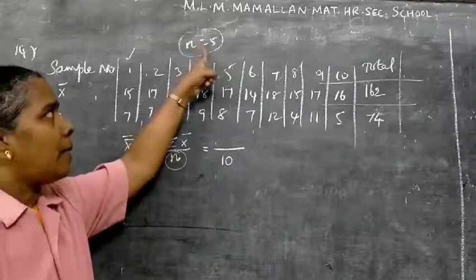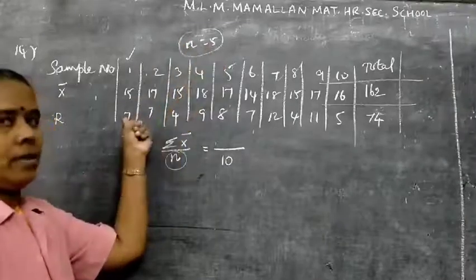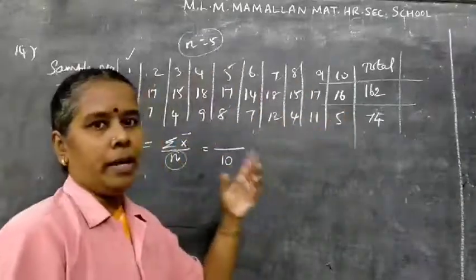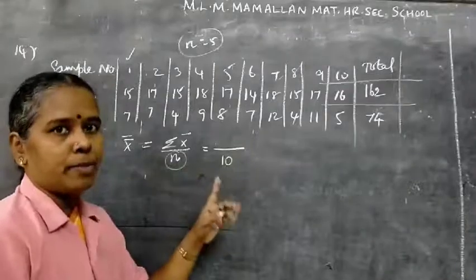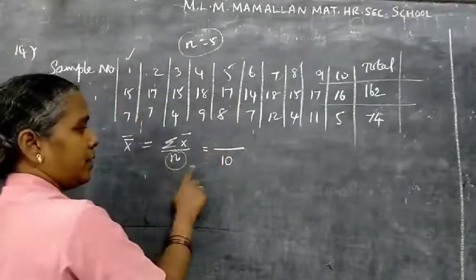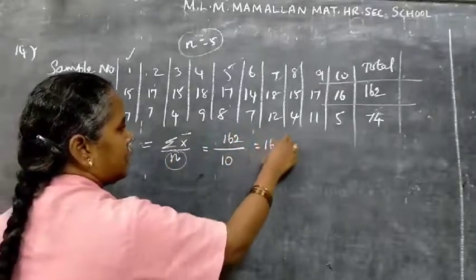This is the average of some 5 samples, this is the range of some 5 samples. But here x double bar is the sum of 10 observations divided by 10. Okay? Summation of observations divided by number of observations. Summation of observations is the x bar values and number of observations is 10. Summation here is 162 and the answer is 16.2.